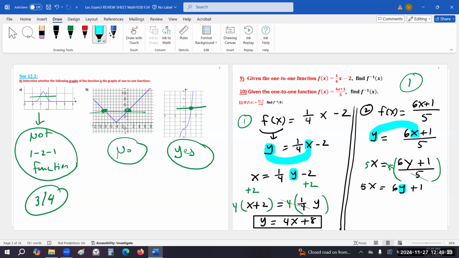Our goal is to get this y alone. One is already added. Subtract 1 from both sides. We get 5x minus 1 is 6y. Divide by 6. They cancel out. So y equals (5x minus 1)/6.